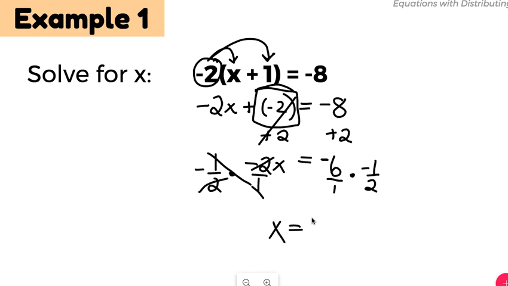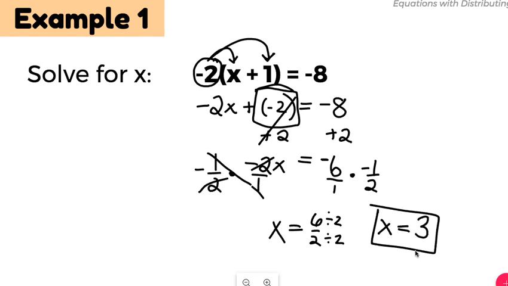So again, we have 6 over 2. I have a negative times a negative, which equals a positive. You do want to simplify your fractions if you ever get one. So if I divide each by 2, my answer is x equals 3.